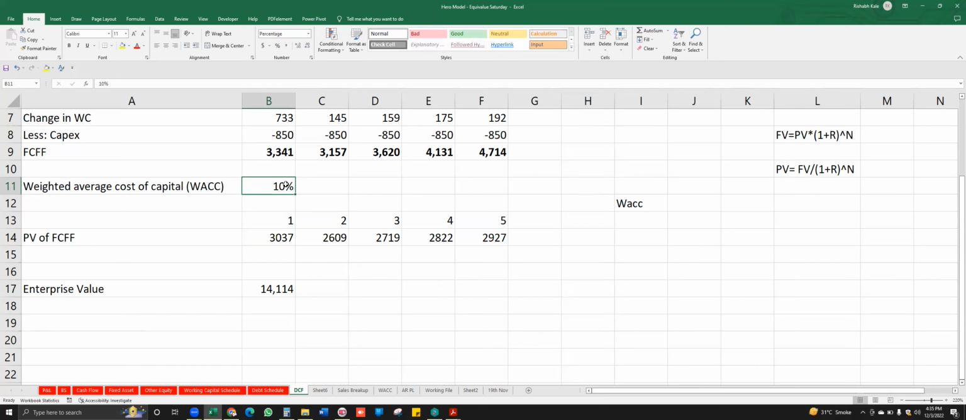Conceptually, this was the cost of capital, right? The cost of raising the money. If your interest rate increases, is it good or bad for the company? If the interest rate increases, is it good or bad? So it is bad, so obviously we will value the company at a much lesser price.